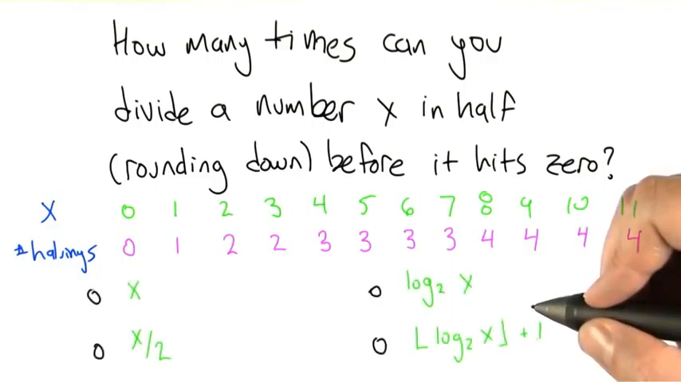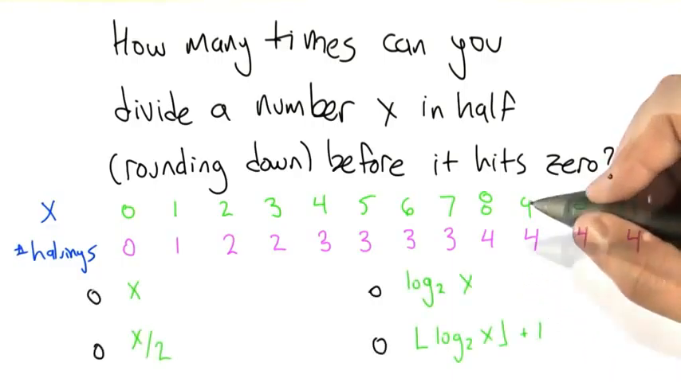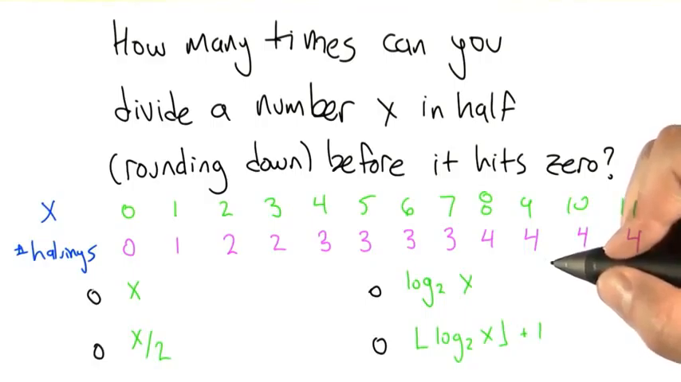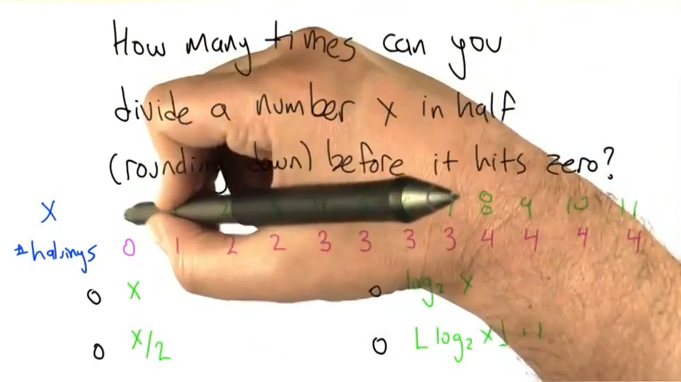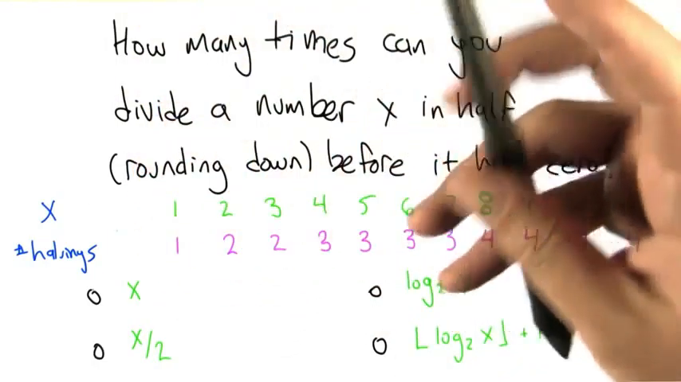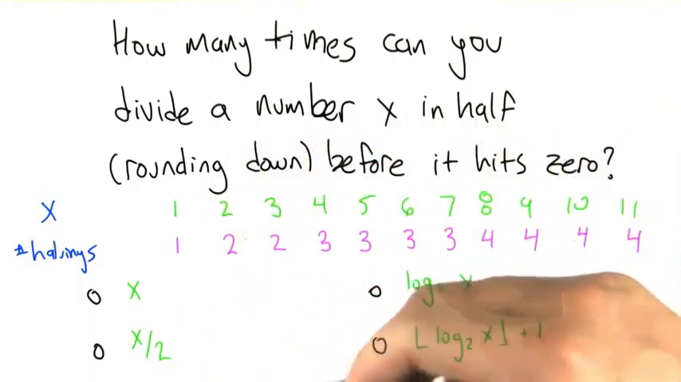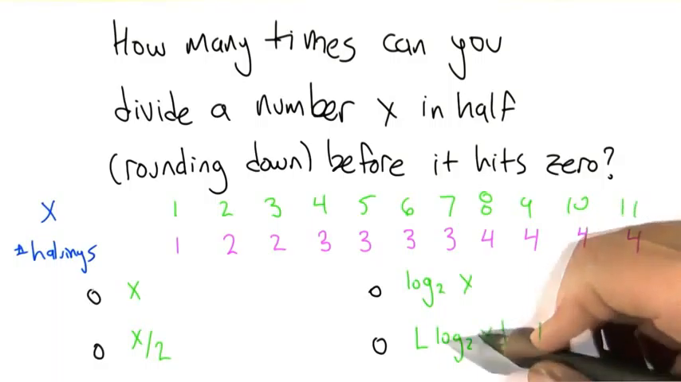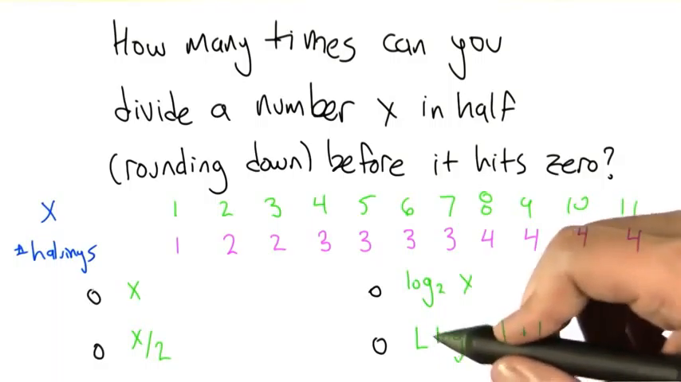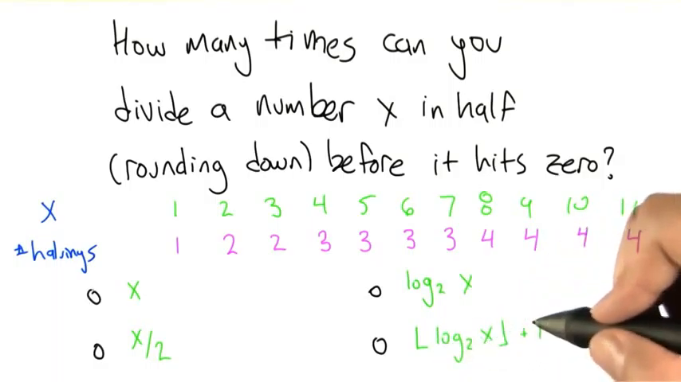So which of these functions captures the relationship between x and the number of times x needs to be halved to get down to 0? And just to simplify things a bit, let's get rid of the 0 case because it's a bit messy. The functions are x, which seems to work for a little while, x over 2, the log base 2 of x, and the floor of the log base 2 of x, meaning rounded down if it's not an integer, plus 1.